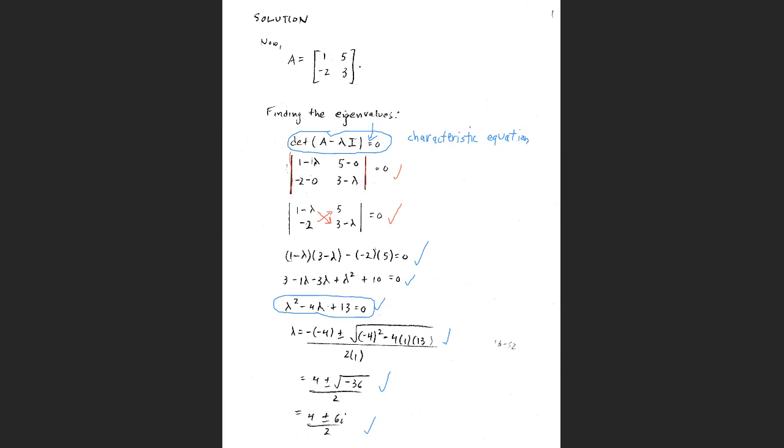All right. So lambda equals 4 plus or minus 6i over 2, which is equal to 4 halves plus or minus 6i over 2, which is equal to 2 plus or minus 3i. So therefore, you have your two eigenvalues. And they are complex.